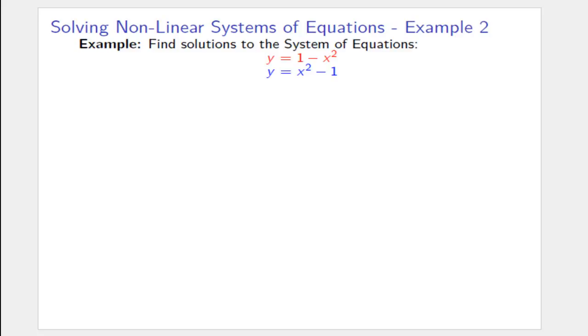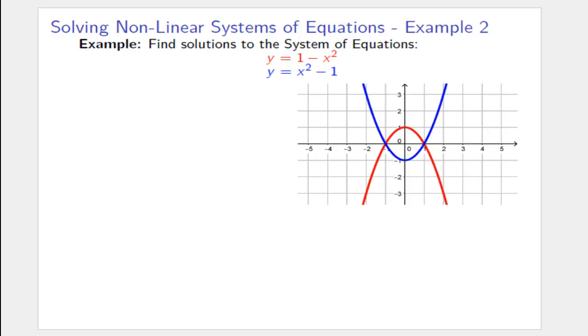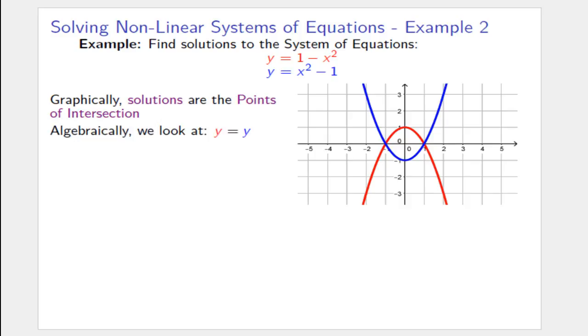In this example, we will find solutions to the system of equations y equals 1 minus x squared and y equals x squared minus 1. Remember that if we graph these two functions, then the points of intersection are the solutions to the system of equations. Since at the intersection points, the y value is the same whether we're on the blue curve or the red curve, algebraically we have that the red y equals the blue y, which gives us the equation 1 minus x squared equals x squared minus 1.